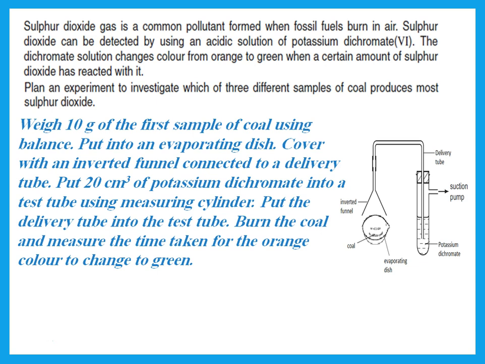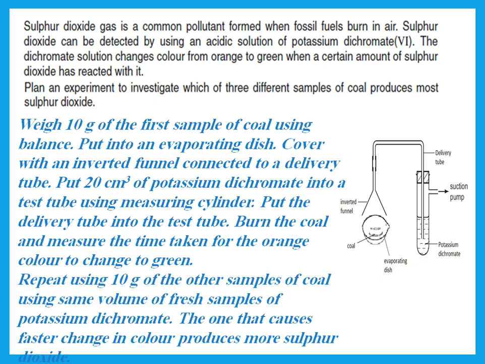Put into an evaporating dish, cover with an inverted funnel connected to a delivery tube. Put a specific amount of potassium dichromate into the test tube using measuring cylinder. Put the delivery tube into the test tube. Burn the coal, measure the time taken for the orange color to change to green, and then repeat using the same mass of the other samples of coal and same volume of fresh samples of potassium dichromate. The one that causes faster change in color produces more sulfur dioxide.